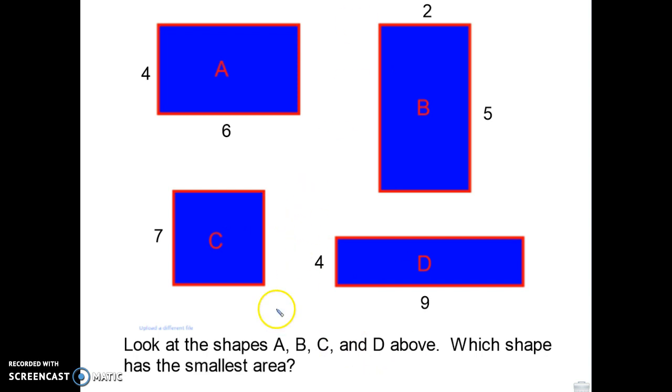Okay, this is real similar. Look at the shapes A, B, C, D. Which shape has the smallest area? Okay, so we have 24, 49, 4 times 9 is 36, and 10. So it would be B is the smallest with an area of 10 squares. And letter B.